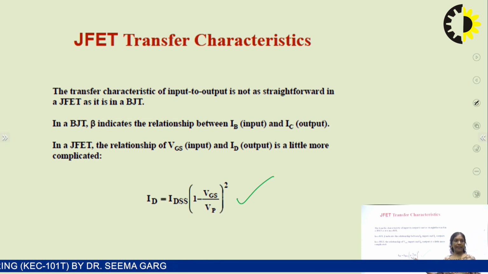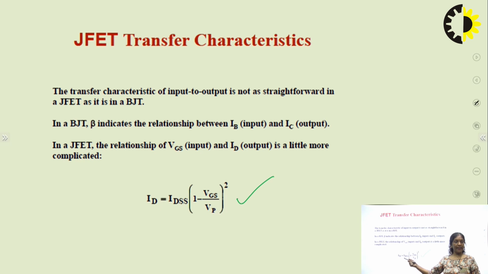ID is equal to IDSS times (1 minus VGS over VP) squared, where IDSS is the saturated drain to source current and VP is the pinch-off voltage. These are the two specification data given in the specification sheet. These are known to you and are the design values given by the manufacturer. So we can draw the transfer characteristic either with the help of this equation, or with the help of the drain characteristics.